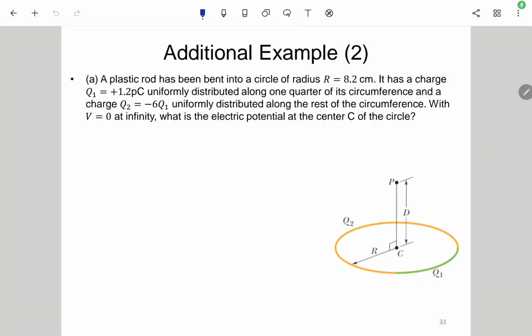Okay, so let's take a look at this additional example. Here it says a plastic rod has been bent into a circle of radius capital R. It has a charge Q1 uniformly distributed along 1/4 of its circumference and a charge Q2 uniformly distributed along the rest of the circumference. So with V equals 0 at infinity, what is the electric potential at the center C of the circle?